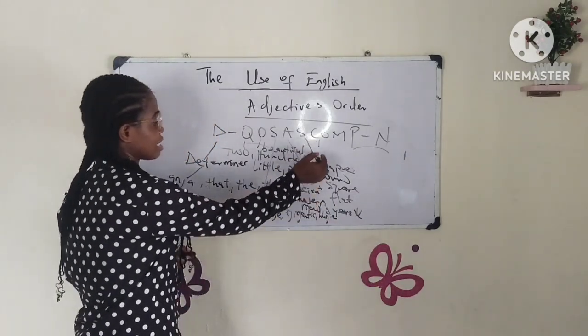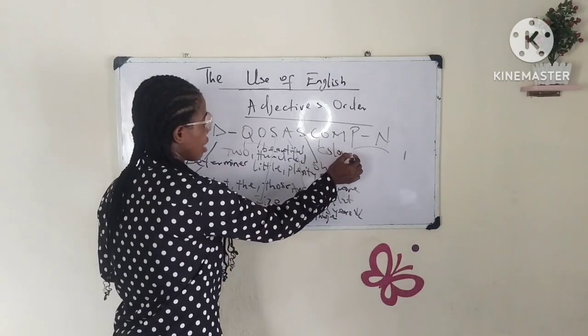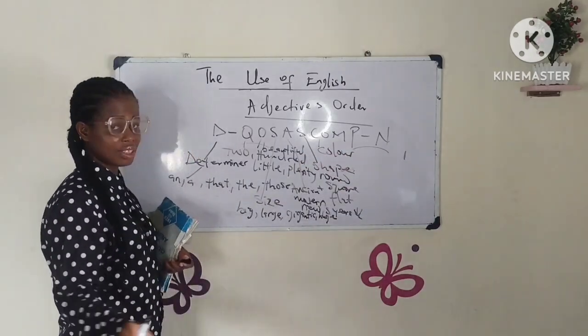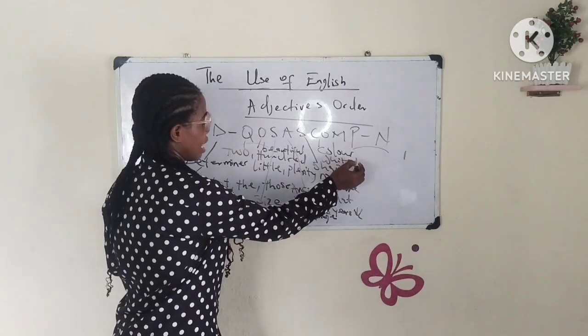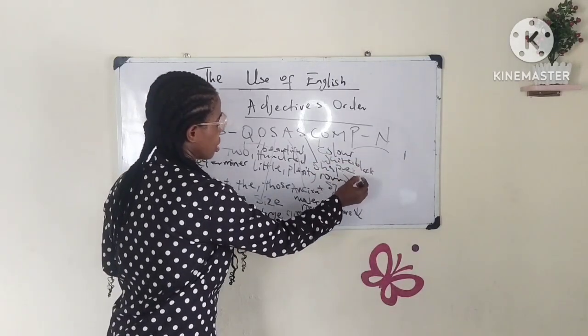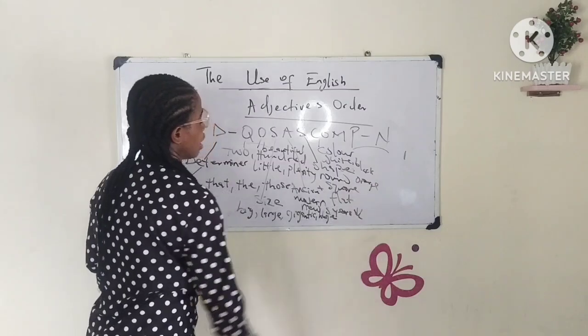We have C, and this C stands for color. Okay, color. What is the color of the thing that is being described: white, black, orange, etc.